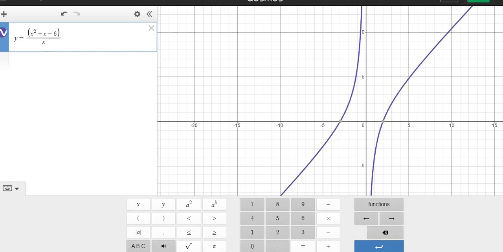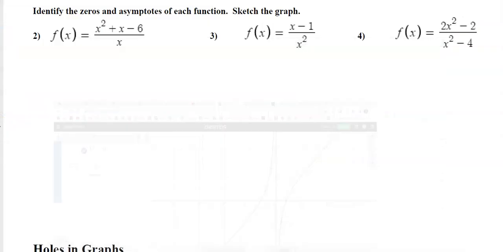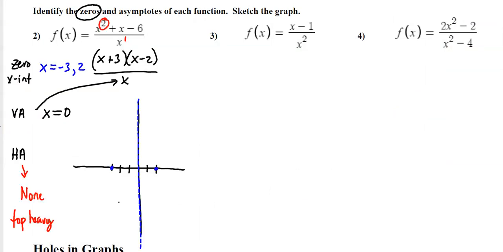So it looks like we do have that asymptote at 0. We do have our 2 points. And if we needed other points, if we wanted to go to the table, we could go in there and we could get some better points. You know, it looks like 1, -4, and -1, 6. So I could kind of steal some of that. 1, -4, -1, 6. So over 1, down 4, and over -1, up 6.